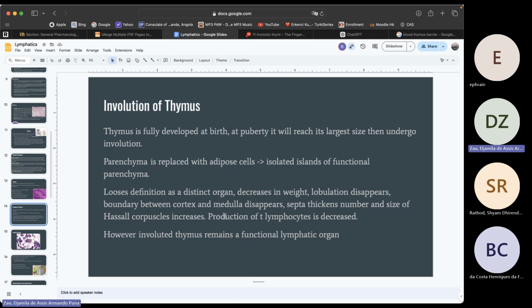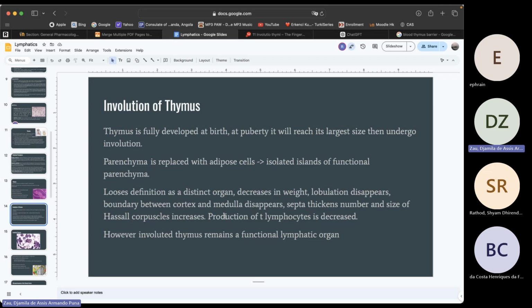First, it loses definition as a distinct organ. It's going to decrease in weight. The lobulation will disappear. The boundary between the cortex and the medulla is going to disappear. The septa will become thick. The size of the Hassall's corpuscles will increase, and the production of T lymphocytes will decrease.